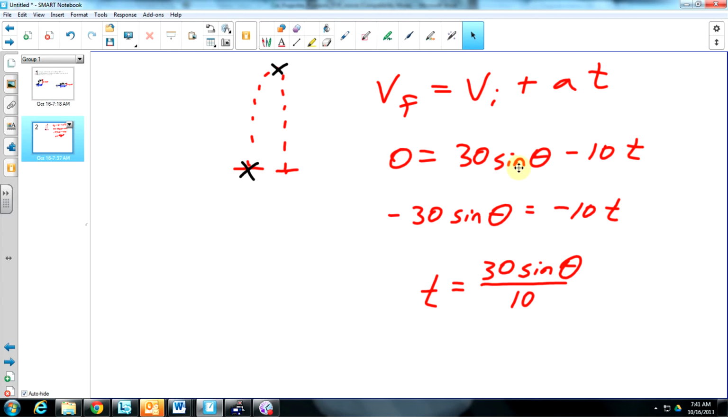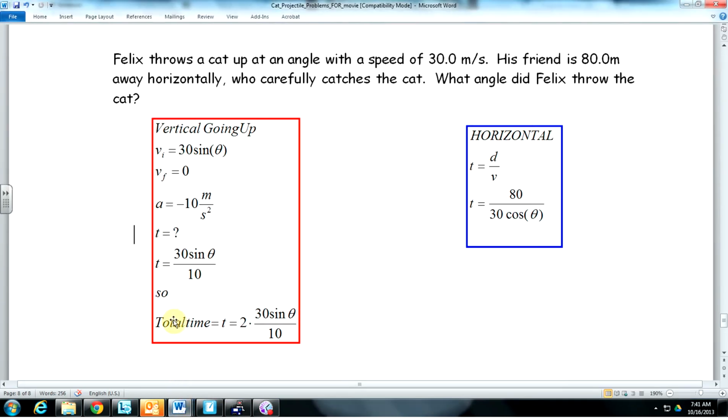Anyway, we can go ahead and take this 30 sine theta over to the other side, which makes it negative. Then the negatives are going to cancel. We can divide by 10. We get an expression for the time. Notice this is the time just on the way up. So if we multiply that time on the way up by 2, we're going to get the total time in the air.